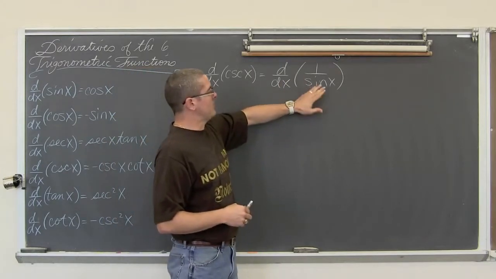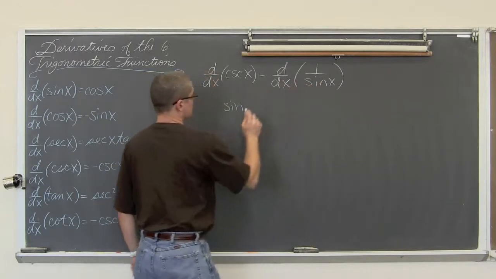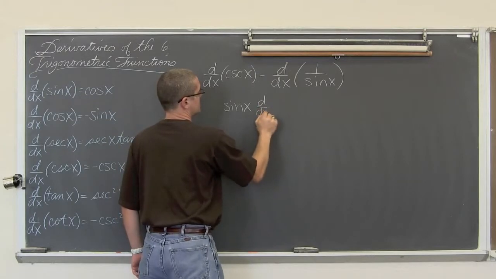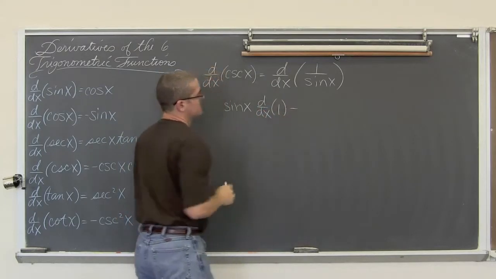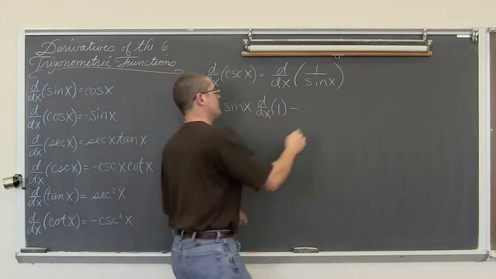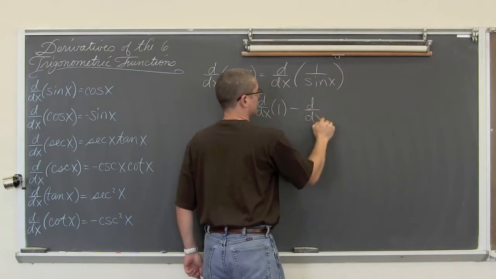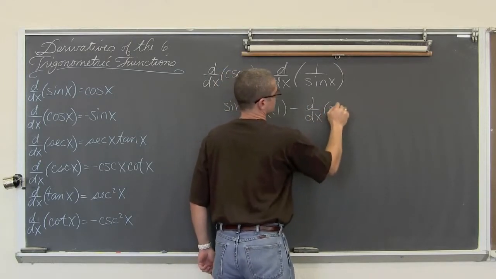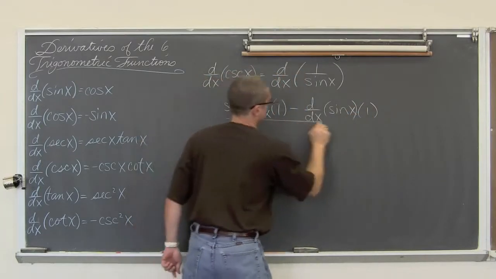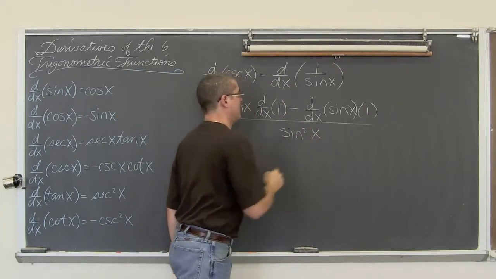So the quotient rule says that we need to take the denominator, so this is going to be equal to the sine of x times the derivative with respect to x of 1 minus, okay, so it's denominator times the derivative of the numerator, and then it's the derivative of the denominator times the numerator, all over the denominator squared. So it's going to be all over sine squared x.